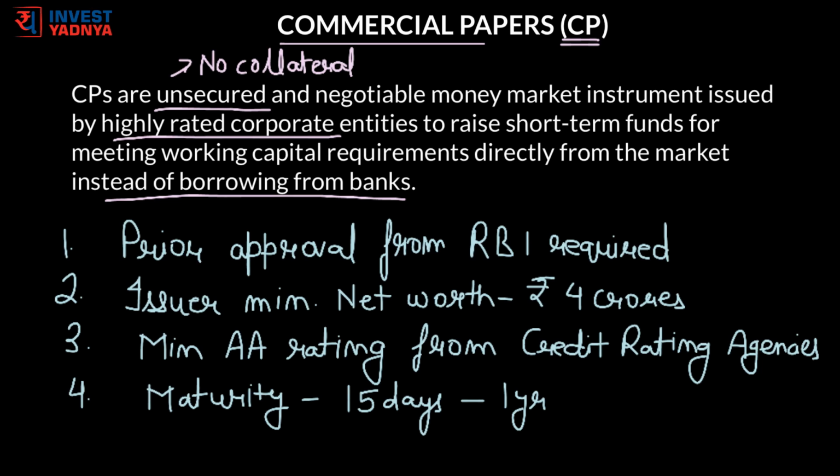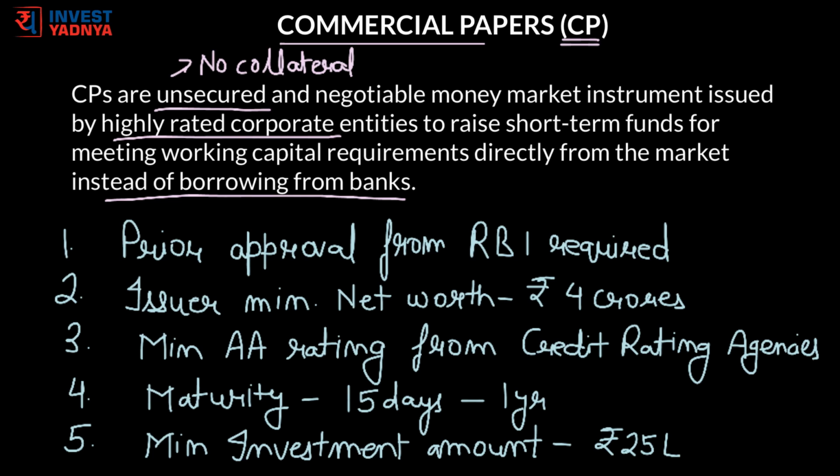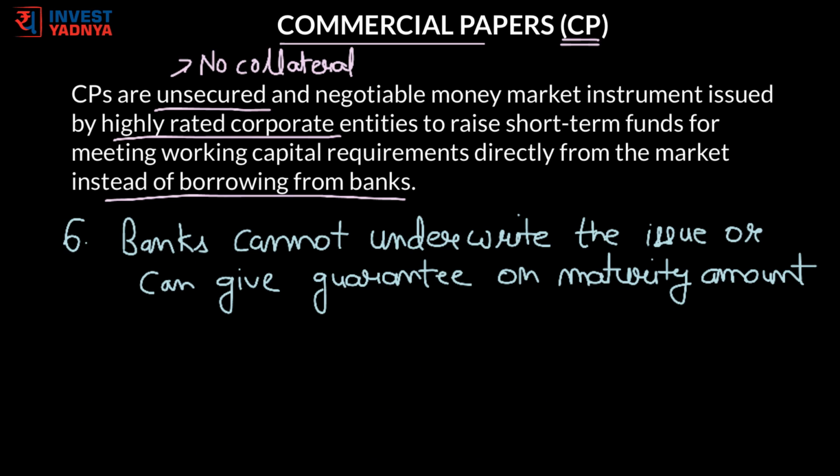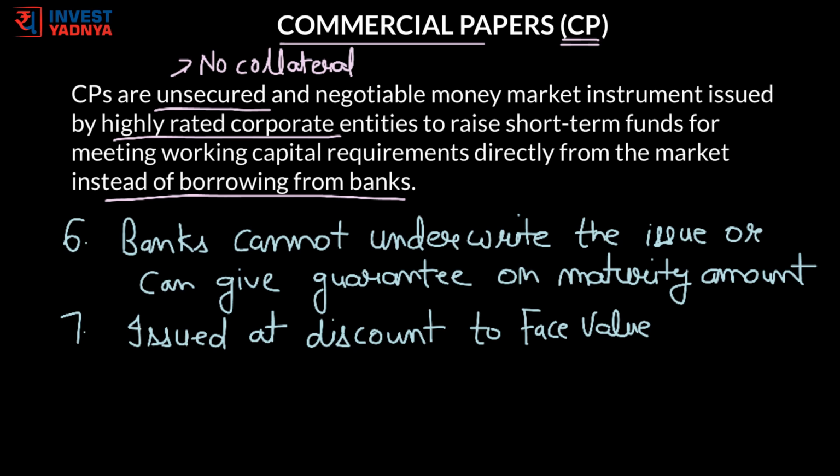The minimum amount of CP issued to a single investor will be rupees 25 lakhs, with further denominations of rupees 5 lakhs. Banks can neither extend any standby or underwriting facility nor guarantee payment of the instrument on maturity. So this is very important. Banks have no role in commercial paper issue. CP has to be issued at a discount to face value. The discount rate has to be freely determined by the market.